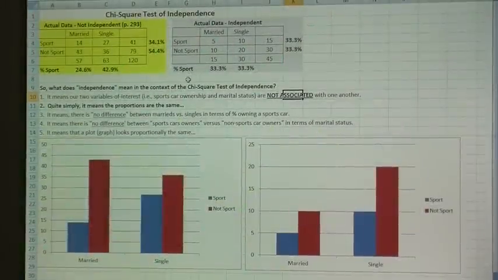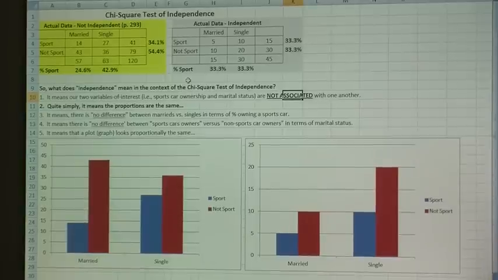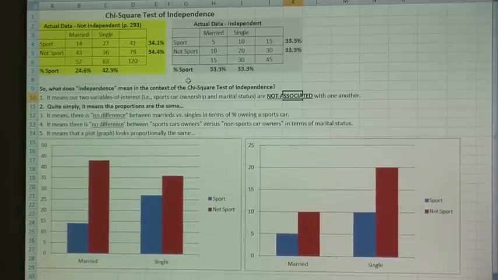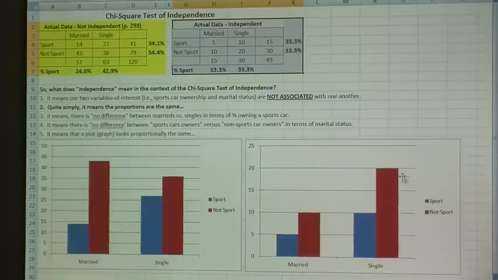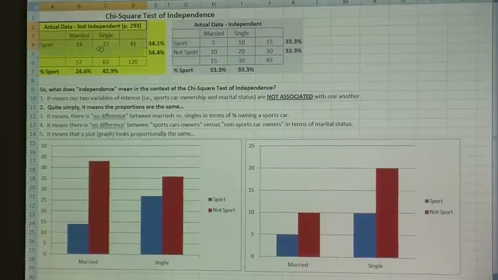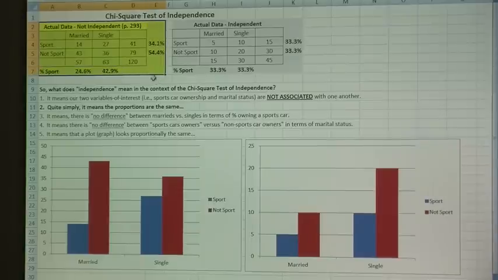Okay, we're just going to continue our series of mini lectures, wrapping up and summarizing the chi-square test of independence. Let me remind you that this cross tabulation table pertains to this graph down here on the right, and this cross tabulation table of the actual data, on page 293 of your text, corresponds to this graph down here.